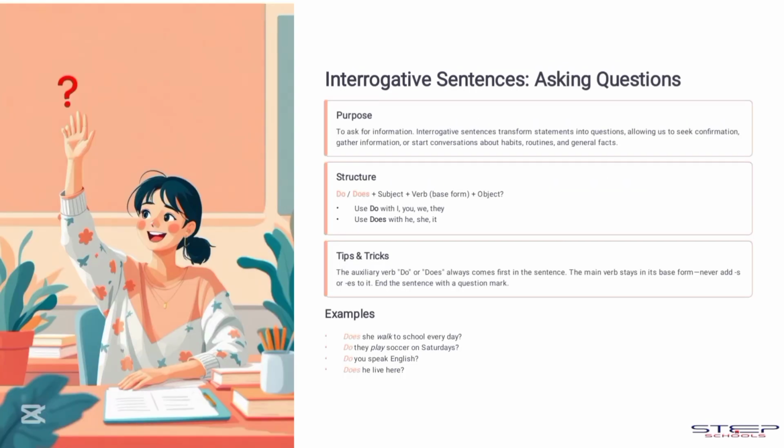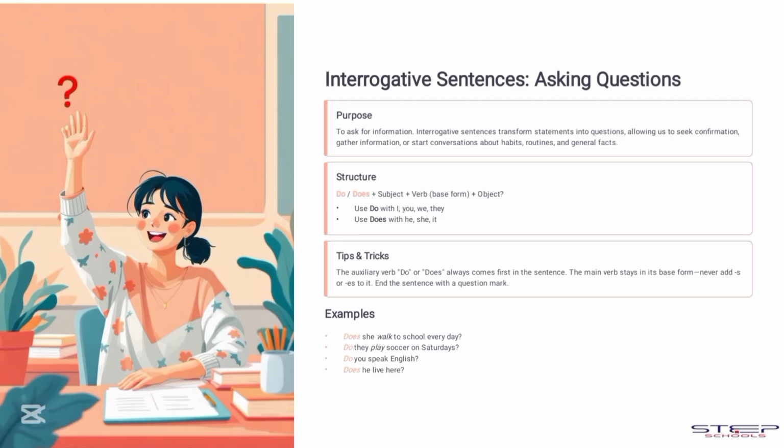Interrogative sentences transform statements into questions, allowing us to seek confirmation, gather information, or start conversation about habits, routines, and general truths. Now we're going to catch up the sentence structure of interrogative sentences as do or does plus subject plus base form of verb plus object.